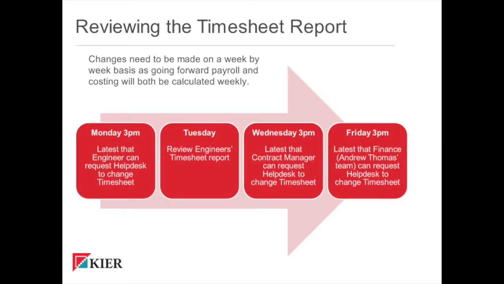Any corrections after Wednesday can only be made by finance, and they have up until Friday. So the contract manager will need to contact finance to ask for any corrections after Wednesday. If everything's okay with the timesheet, email approval to finance, contacting Andrew Thomas's team.